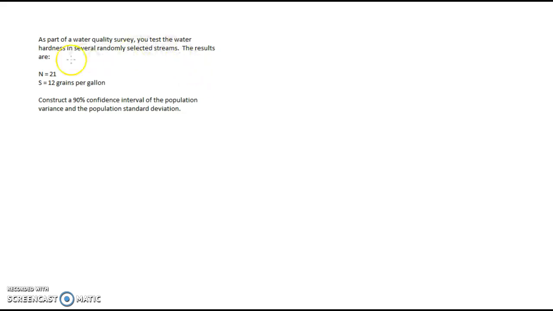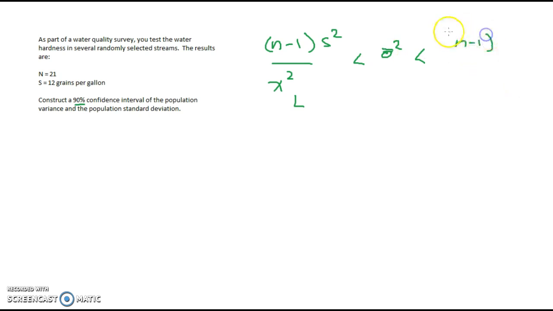But anyway, so the same thing, right? We know S is this, N is that, and it's a 90% confidence interval. So again, what's the equation? At the risk of redundancy, here it is. S squared over our chi-square lower limit, and our confidence interval is going to be in between that and S squared over the chi-square upper limit. Okay, so let's plug in what we know.